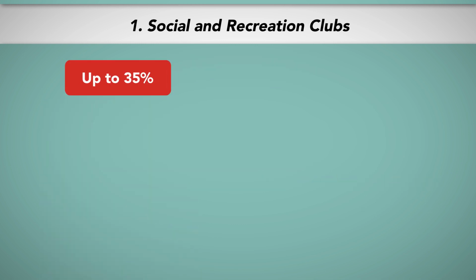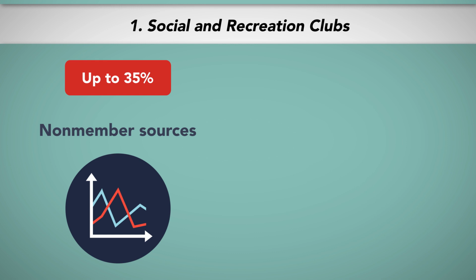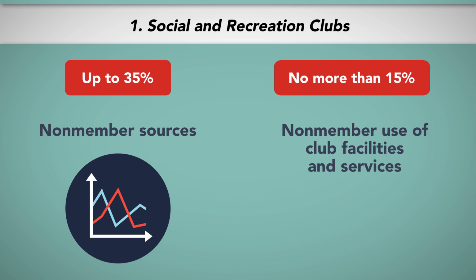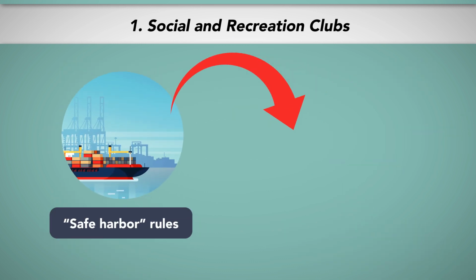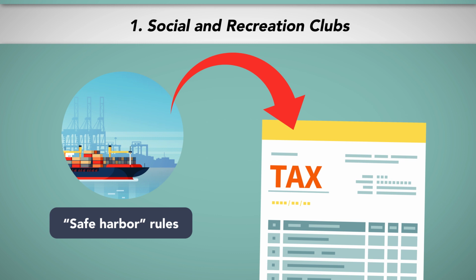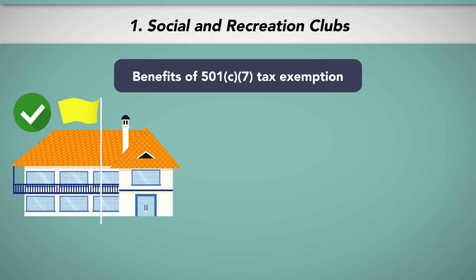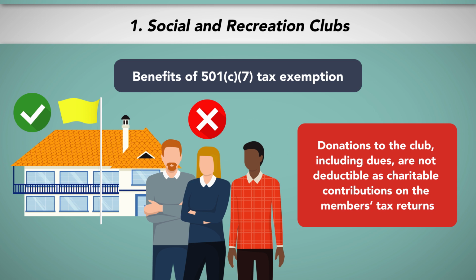Up to 35% of its gross receipts may come from non-member sources, including investment income, and no more than 15% of gross receipts may be derived from non-member use of club facilities and services. Operating outside of these safe harbor rules could cause a club to be subject to taxation or lose its tax-exempt status. The benefits of 501c7 tax exemption flow to the club, not to its members. Donations to the club, including dues, are not deductible as charitable contributions on the members' tax returns.